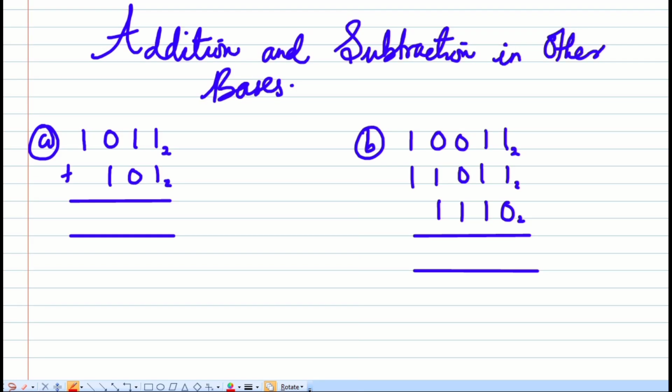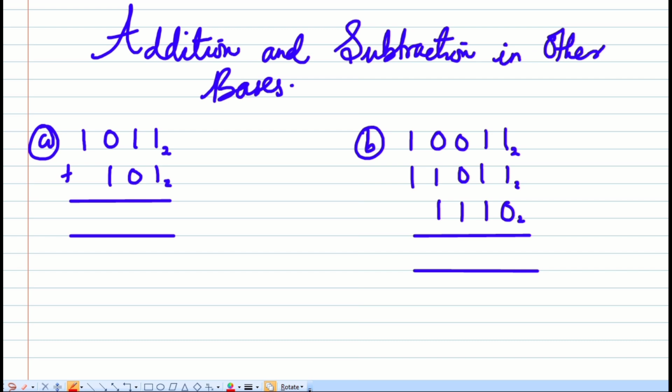Okay, today we're going to learn how to do addition and subtraction in other bases other than base 10. Our day-to-day counting, addition, subtraction, and all that is normally done in base 10, so we are used to that. But now we begin to solve addition and subtraction in other bases.